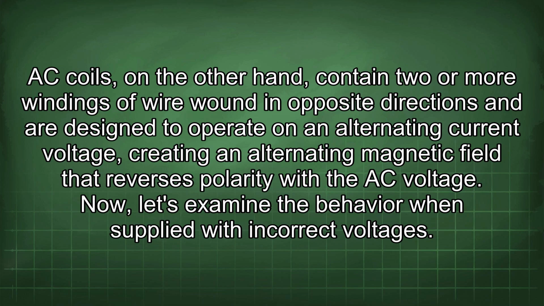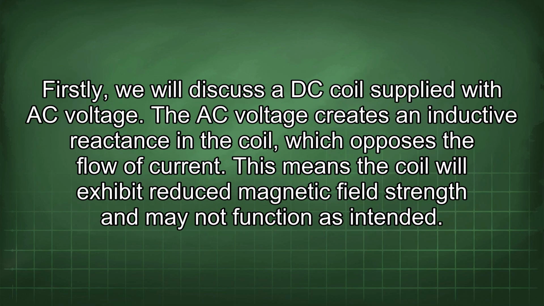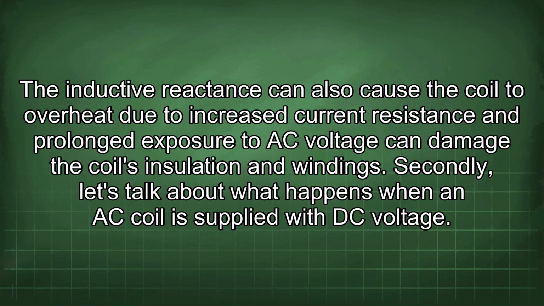Now let's examine the behavior when supplied with incorrect voltages. Firstly, we will discuss a DC coil supplied with AC voltage. The AC voltage creates an inductive reactance in the coil, which opposes the flow of current. This means the coil will exhibit reduced magnetic field strength and may not function as intended. The inductive reactance can also cause the coil to overheat due to increased current resistance, and prolonged exposure to AC voltage can damage the coil's insulation and windings.